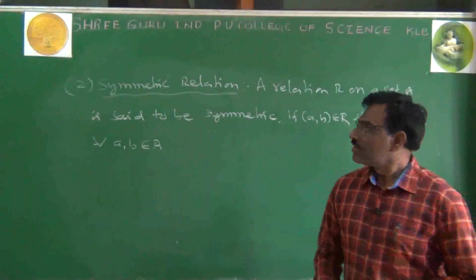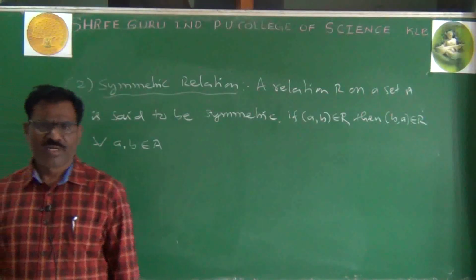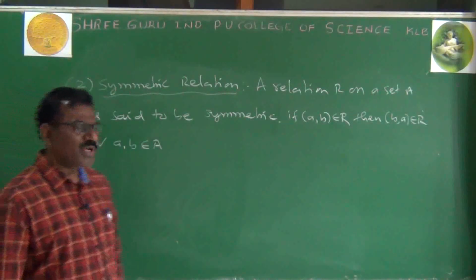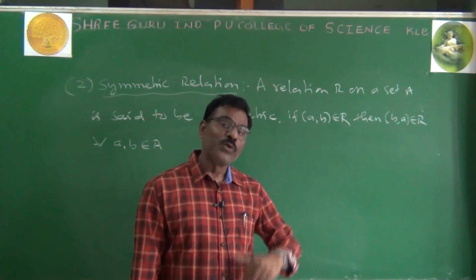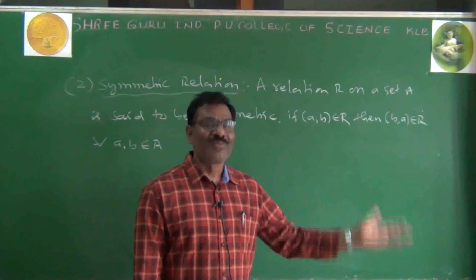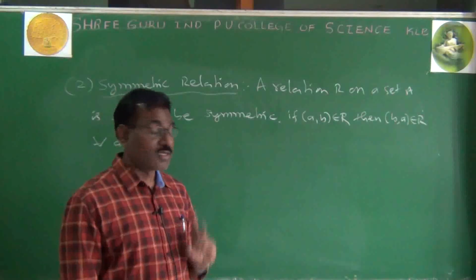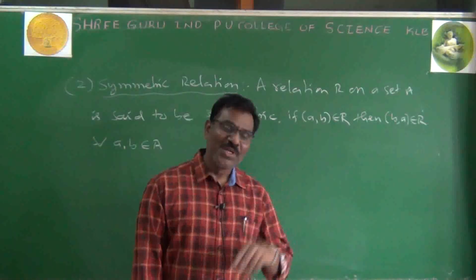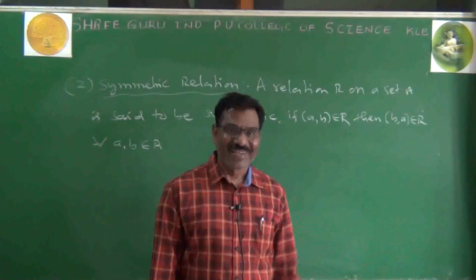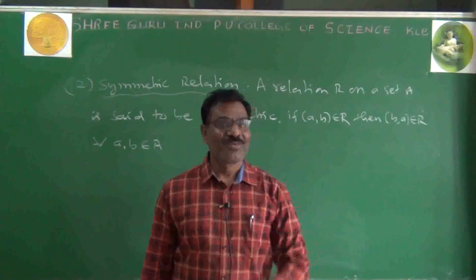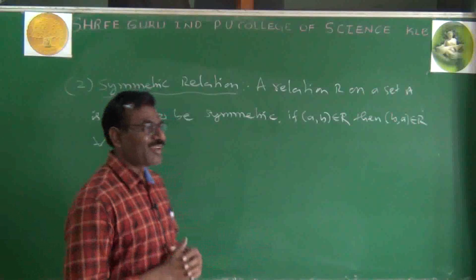Another type of definition is the symmetric relation. How many elements are selected in symmetric? Two elements. How many ordered pairs are given? One ordered pair, a comma b. What do you prove? We have to prove the reverse, b comma a. If a comma b belongs to R, then b comma a belongs to R. So this is called a symmetric relation.